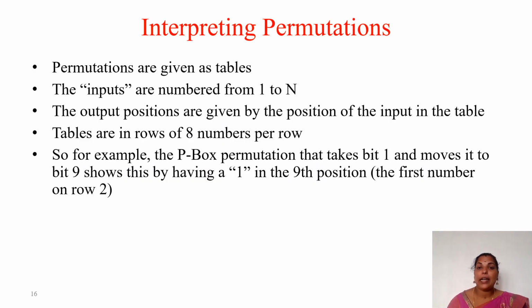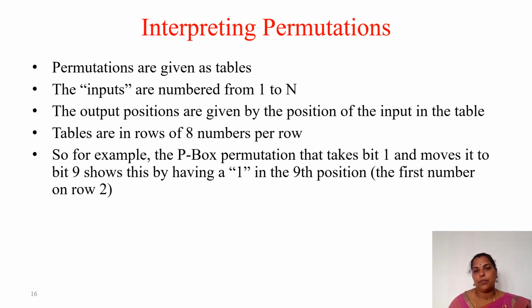So how do we have to interpret the permutations? Permutations are always given in tables only. The inputs are numbered from 1 to n, and the outputs are positioned by the position of the input in the table. As I already told you, 58 is the first value, which means we have to replace that first value with the 58th position. Tables are in rows of 8 numbers per row. So the P-box permutation just takes bit 1 and moves it to bit 9. It shows this by having 1 in the 9th position, that is the first number on row 2, because here we have 64 bits.